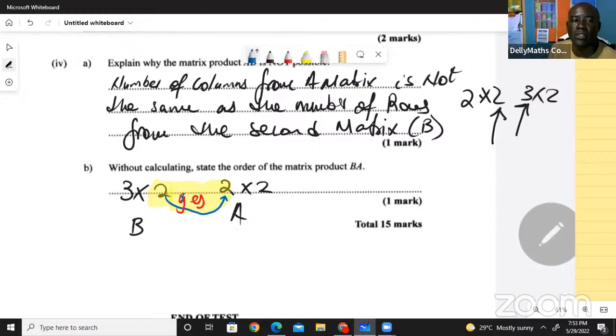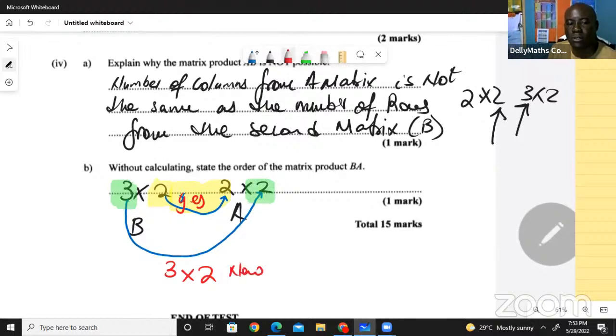However, these two numbers here are the result. So when you multiply these two matrices, you will get a 3 by 2 matrix. So you have to make note that the outer numbers will give you the new matrix. So that's the new matrix. So when BA multiply, I will have a 3 by 2 matrix as the product. Responding to these questions right there.